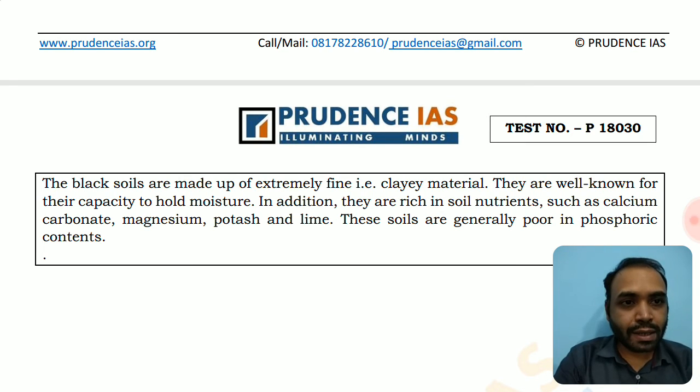So you will often see children playing with the clay in the areas where cotton is being cultivated. This is the reason, because these black soils are extremely fine in their character. Their granules are very fine. They are well known for the capacity to hold moisture, and once you form clay from black soil, it is going to hold the moisture for many days. In addition, they are rich in soil nutrients such as calcium carbonate, magnesium, potash, and lime. These soils are generally poor in phosphoric content.